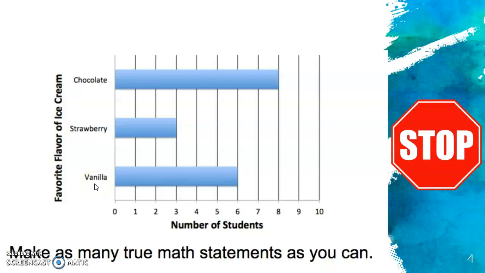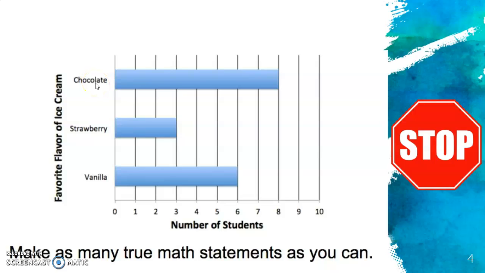And one true math statement that I can make is that only 6 students like vanilla as their favorite flavor, right? It's a true statement. It's shown here on my graph. And then if we move on, maybe strawberry, right, had less votes than vanilla because there was only 3 students. So I look at where my bar graph stops, and strawberry stops at 3 students.